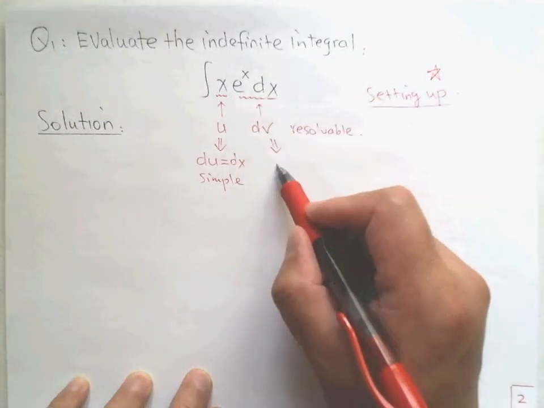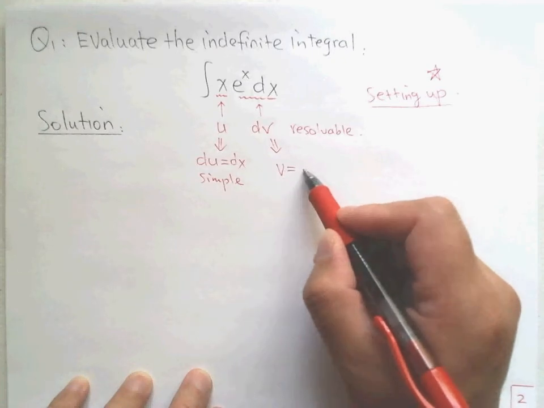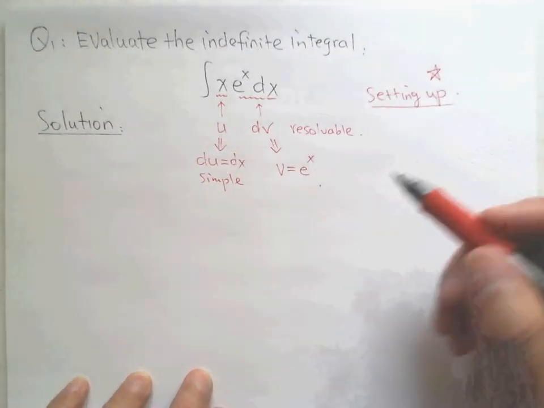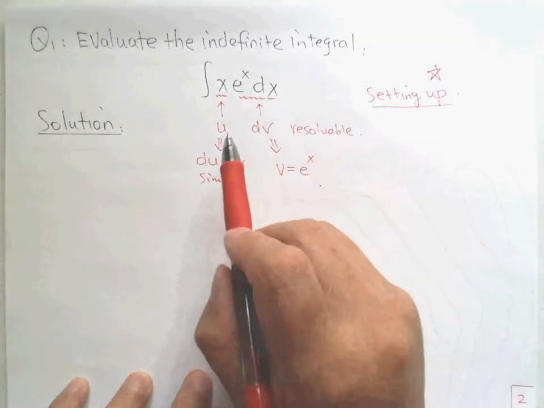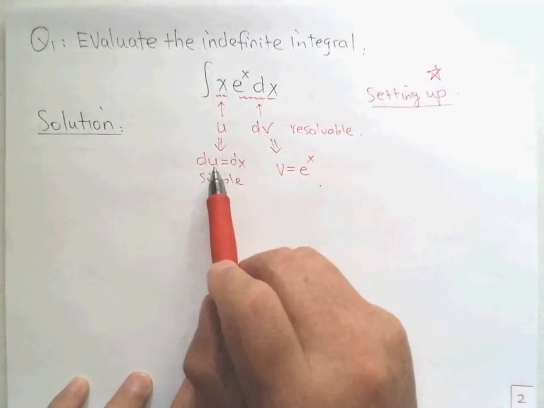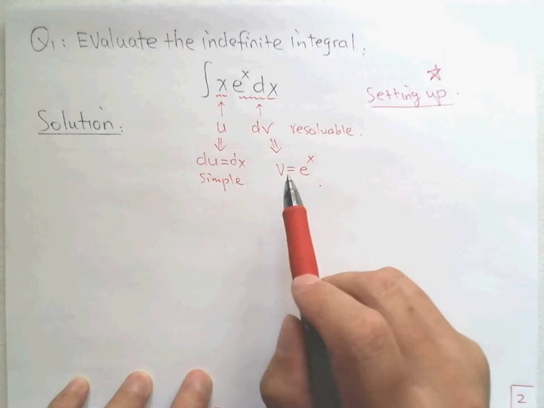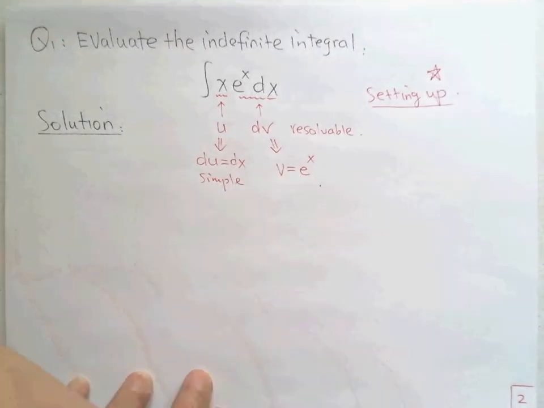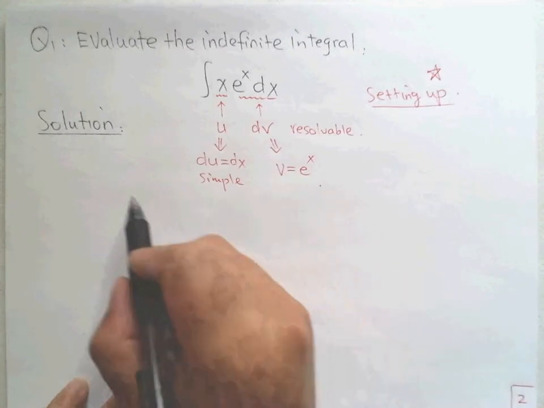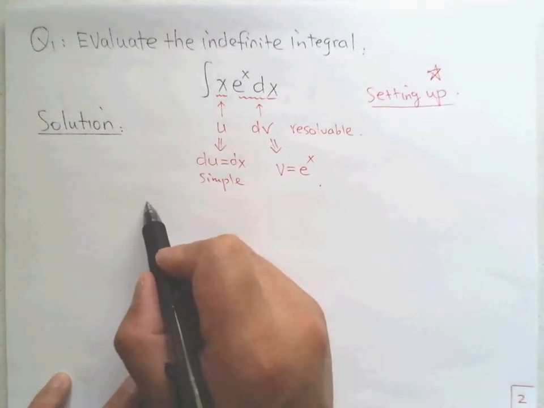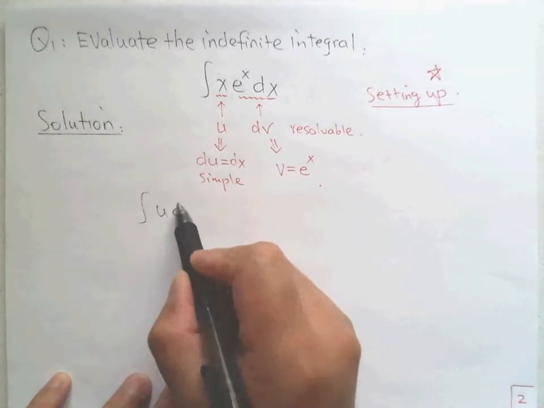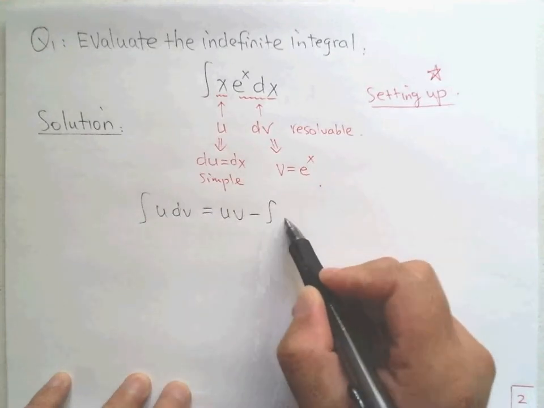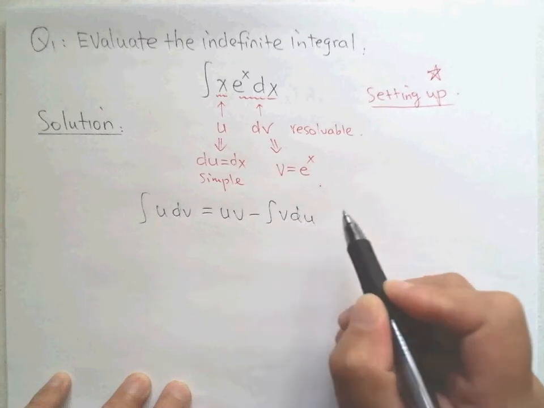Okay, so what do we find? v equals e raised to the x power. So now it's good. Then we find everything. We set up u and dv, and then we solve for du and v, because we have to use both in the formula. Let me show you the formula first. This is the formula: integral of u dv equals uv minus integral of v du.